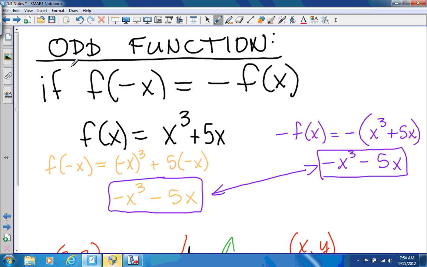If it is neither one of those two, if it's not odd or it's not even, then there is no special name for it. It's just neither. And that concludes our lesson on section 3.